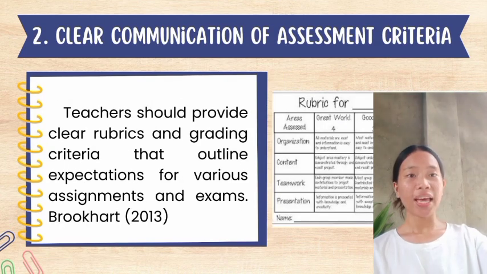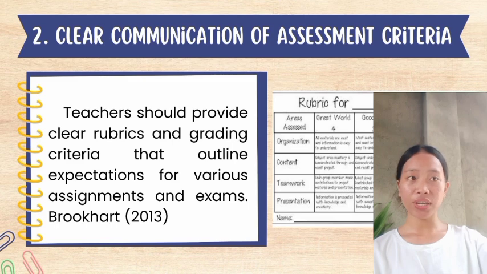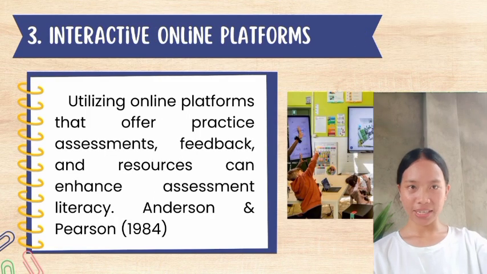Number two, clear communication of assessment criteria. According to Brookhart in 2013, teachers should provide detailed rubrics and grading criteria that clearly outline what is expected for assignments and exams. For instance, a rubric for a science project could detail the importance of hypothesis development, experiment methods, and data analysis.